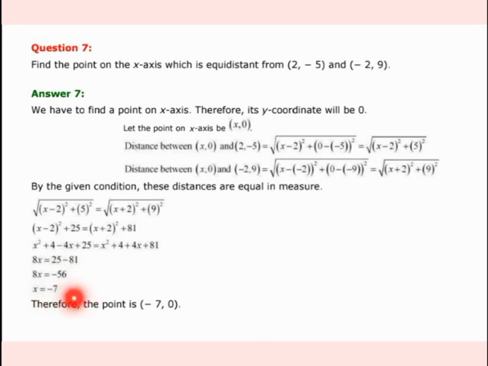So the value of x coordinate is -7. Put this value here. We will get (-7, 0) is the required point on the x-axis.